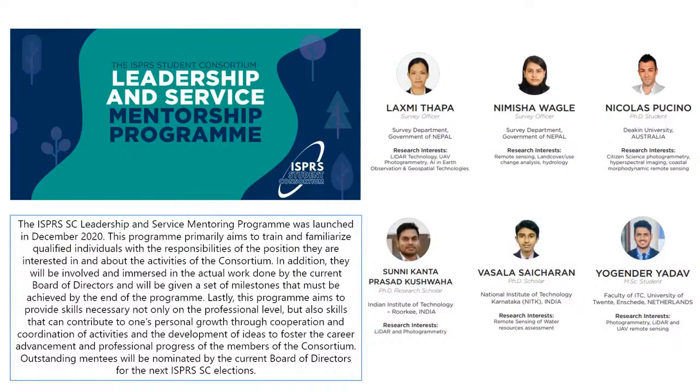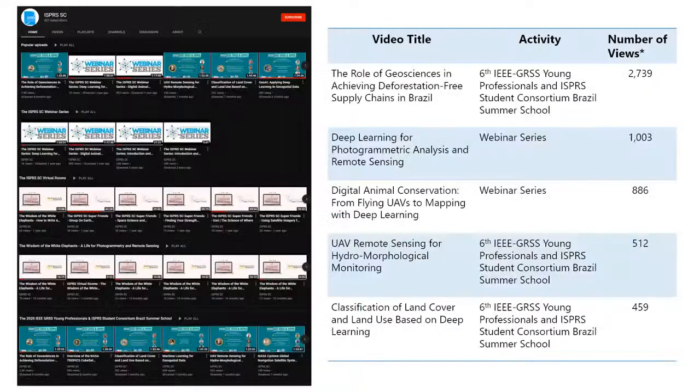The Leadership and Service Mentoring Program was launched in December 2020. This program primarily aims to train and familiarize qualified individuals with the responsibilities of the position they are interested in and about the activities of the consortium. We are currently training 6 mentees from different countries who are interested to lead the consortium in the future.